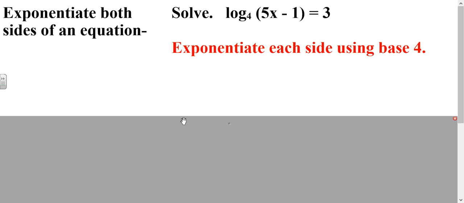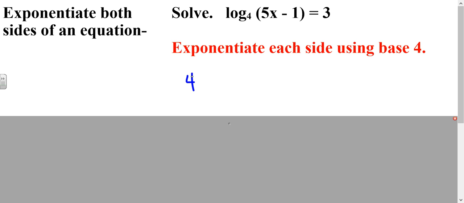So the only option is to cancel out the log base 4. Well, what is the opposite or the inverse of log base 4? Well, it would be base 4, and then have an exponent. So what you have to do is called exponentiating. You're going to exponentiate both sides. So you're going to use base 4 to cancel out log base 4.